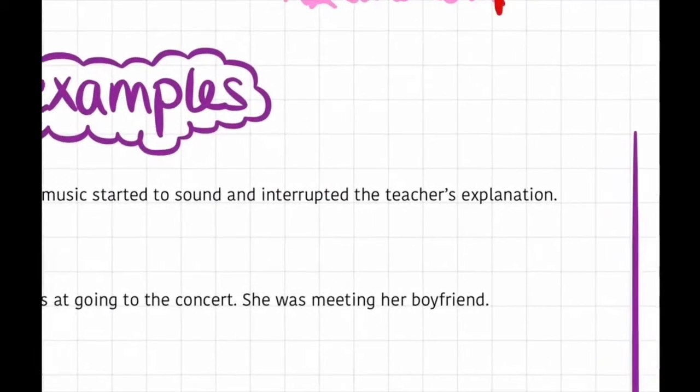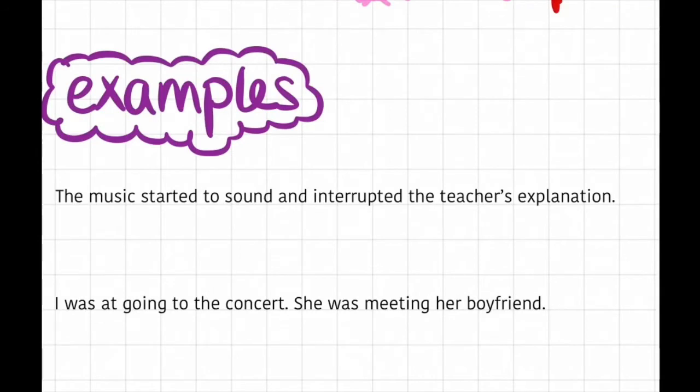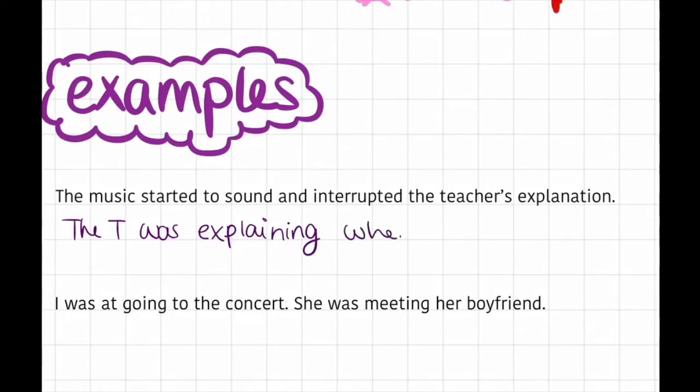The first example would be, the music started to sound and interrupted the teacher's explanation. So the action that was in progress was the teacher's explanation, and the action that interrupted it was that the music started to sound. So we would say, the teacher was explaining, so the past continuous, when the music started to sound. We use the past simple here.